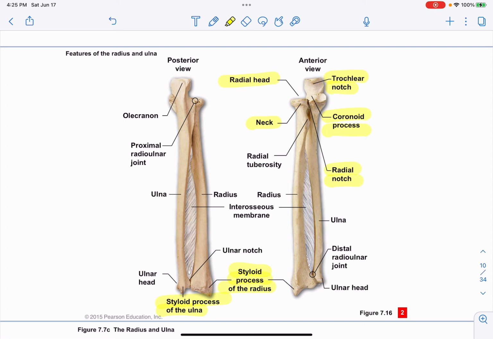It's also important to note that these two bones are held together by this interosseous membrane. This is dense, regular connective tissue that holds these two bones in place. Let me highlight the olecranon too. I want you to make sure that you know that as well.